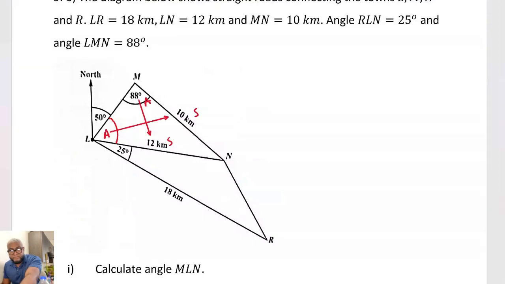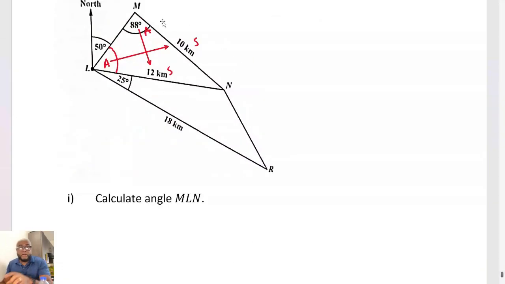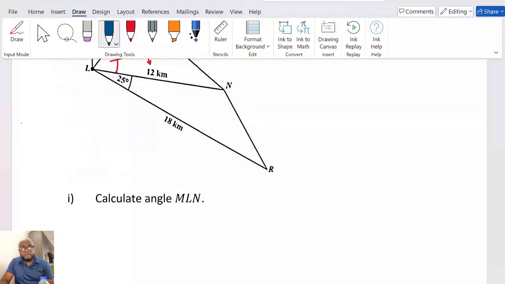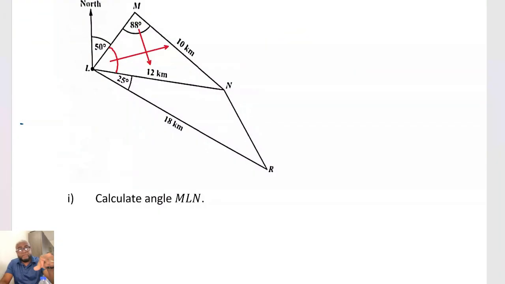So we are using the sine rule. I want to put the sine rule according to the letters we have here. Capital M, common M. Everybody agrees? Capital L, common L. Good? So the sine rule is basically small a over sine capital A is equal to small b over sine capital B.